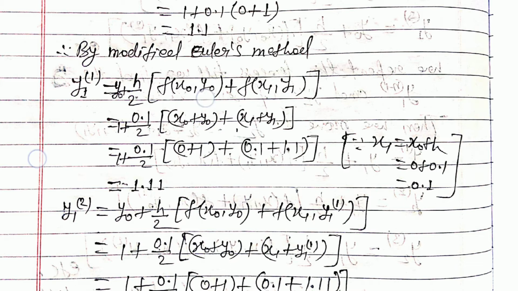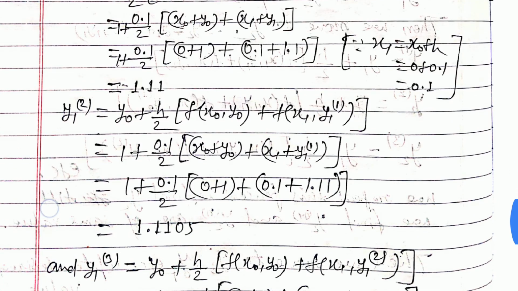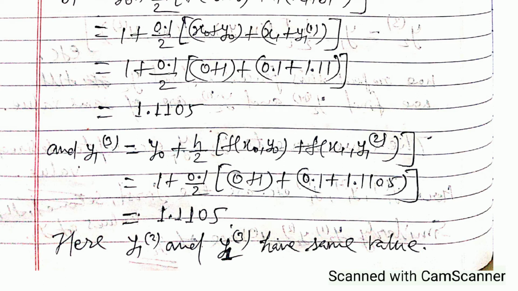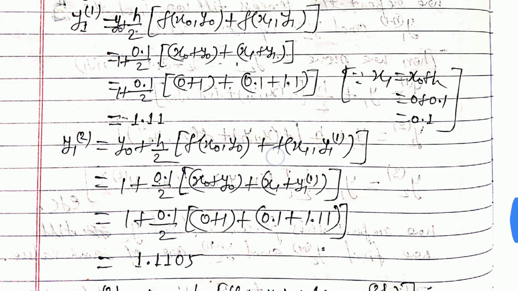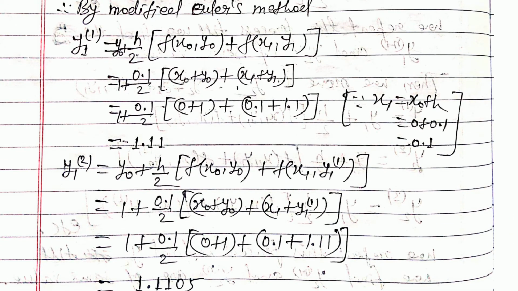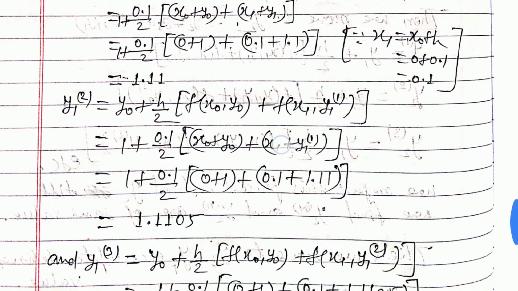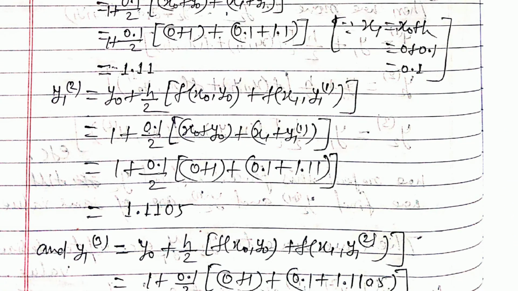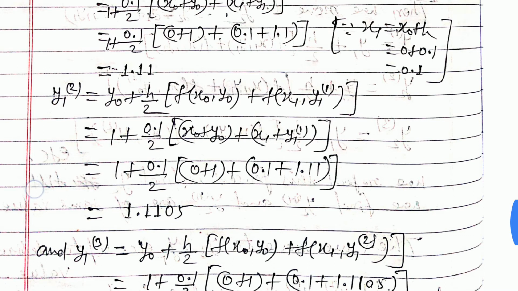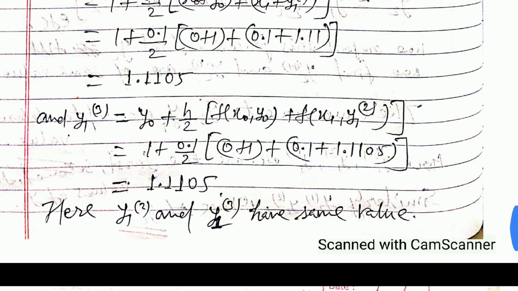So why this is okay, and then we calculate the value of y1 the first time, 1.11. Then we find the value of y1 the second time, 1.1105. Then we see that the value of y1 first time is 1.11 and the value of y1 second time is 1.1105. That is not equal, so we need to find another value of y1, that means the value of y1 third time.